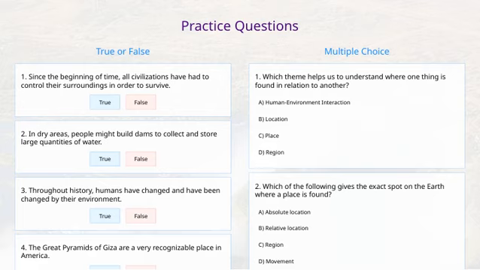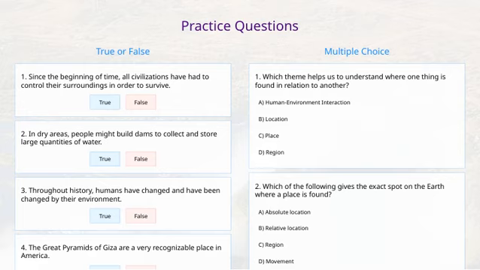Now, let's move on to multiple choice questions, which help us understand key geographic themes. The first question asks, which theme helps us understand where one thing is found in relation to another? The options are human-environment interaction, location, place, and region. The correct answer is location because it focuses on spatial relationships.